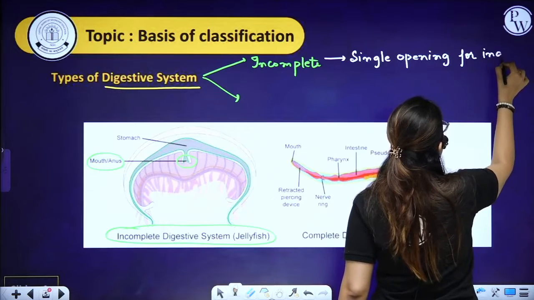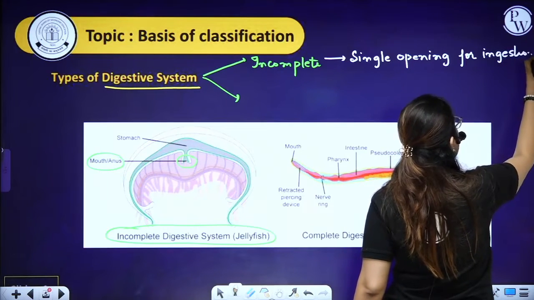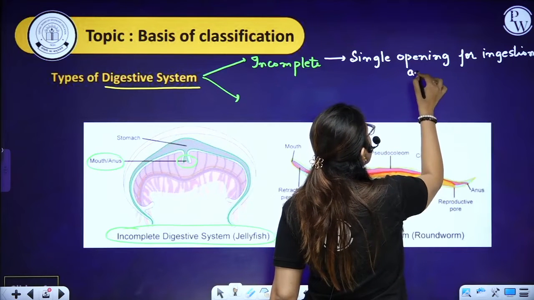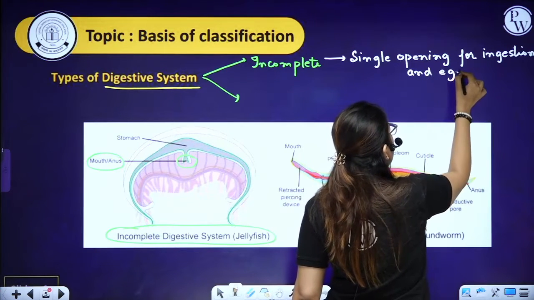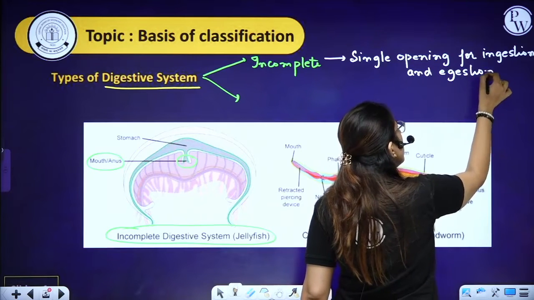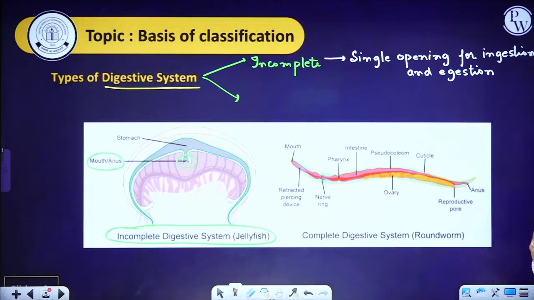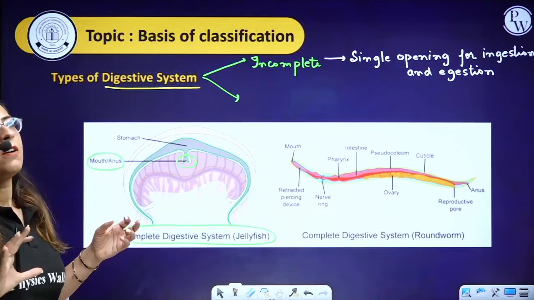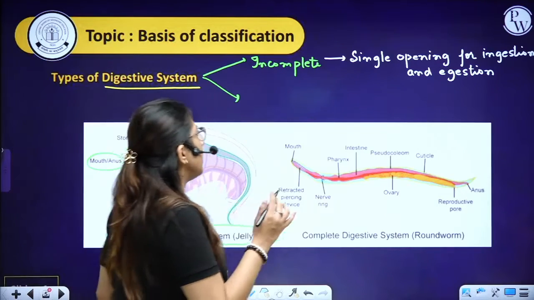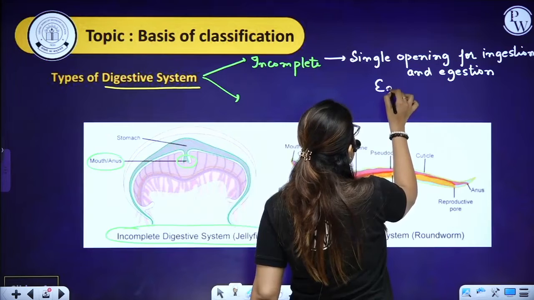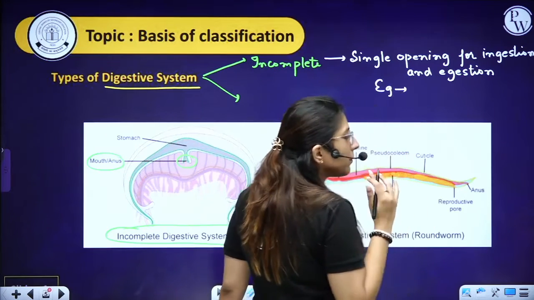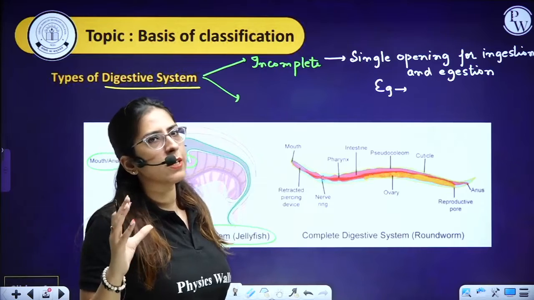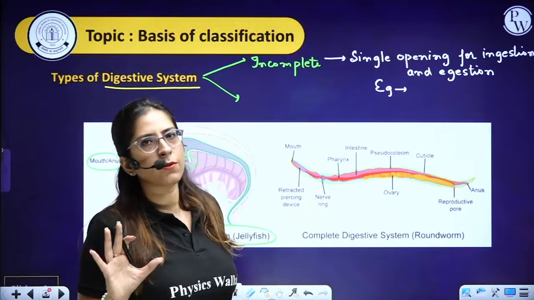Ingestion means taking in the food, and egestion means removal of food from the body. We are taking in the food and also removing it through the same structure. Now, the incomplete digestive system is found in jellyfishes, and it is also found in platyhelminthes. We will focus only on your NCERT, because this chapter is all about different examples. We'll focus only on those examples which are in the NCERT, because nothing comes from outside the NCERT.